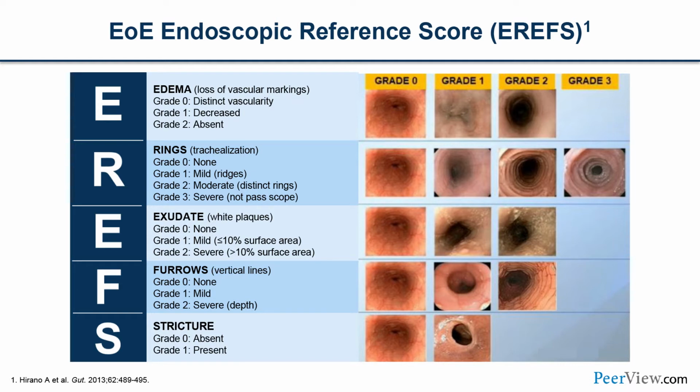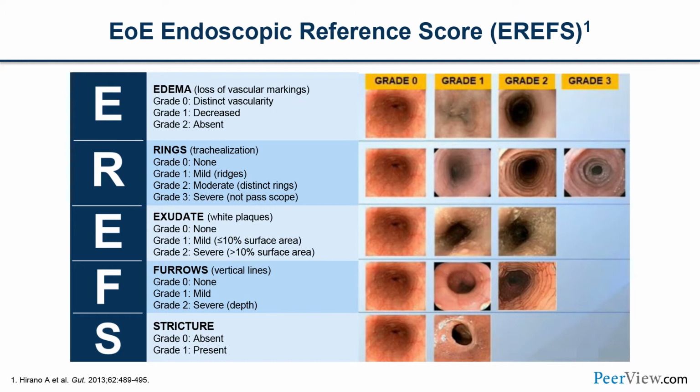But you have grades. These are all normal, and then edema can be mild or decreased or absent vascularity. Rings are subtle, like little speed bumps, moderate, distinct, but the scope goes through, and severe, where the scope does not pass. Exudates can be mild, where it's less than 10% of the esophageal mucosa, or severe, where it's more than 10%. You can have furrows, which are very mild and subtle, or severe with visible depth to them. And then the strictures are just absent versus present, but you should try to estimate the size of the stricture.